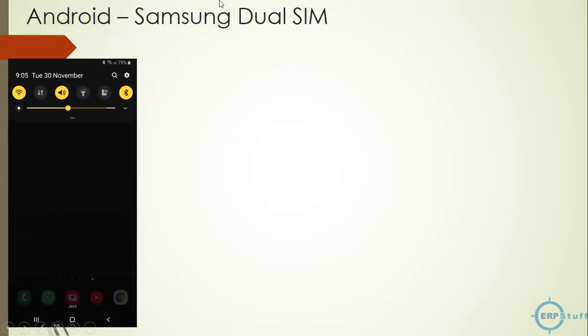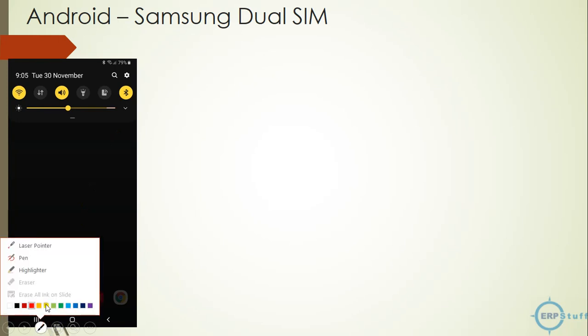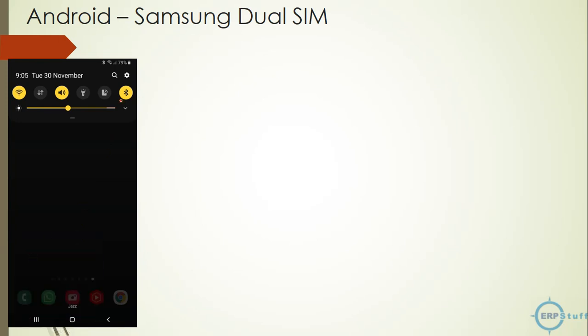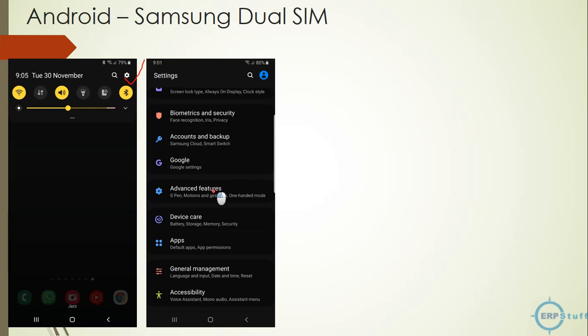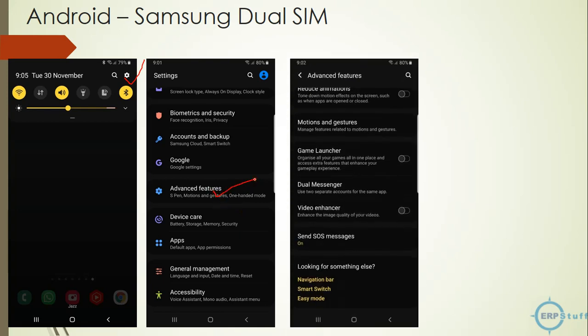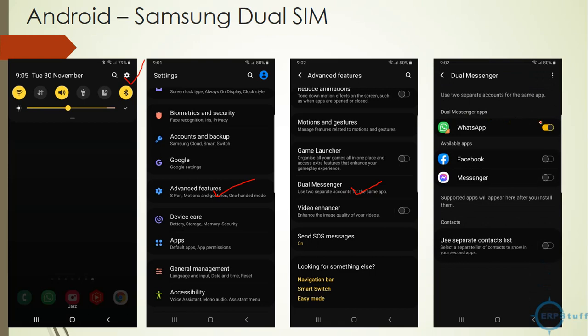First you will click this settings. Let me enable my highlighter or pen. Settings from here, I just clicked here. Then you can go to advanced features. After clicking advanced features, you will find this option, dual messenger. Next you will find these available applications where you can have dual installations of applications.